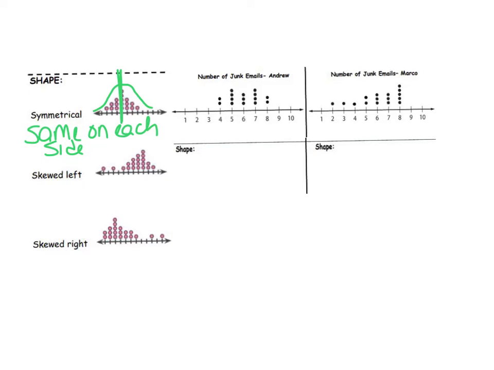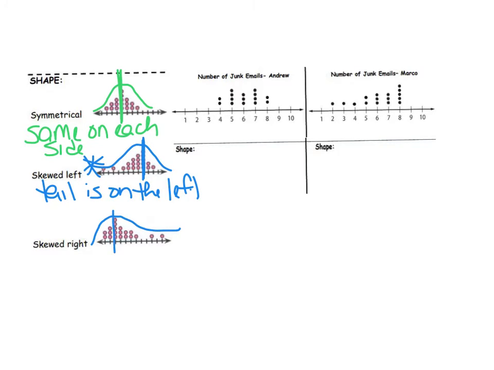Okay, when it's skewed, again, you are doing a bell curve again. And if you look at your tallest part, the tail is on the left. So tail is on the left. This is your tail. That's what we call it because it does look like a tail. When it's skewed right, again, you're doing a bell curve, and the tail is on the right, and that's why we call it skewed right.